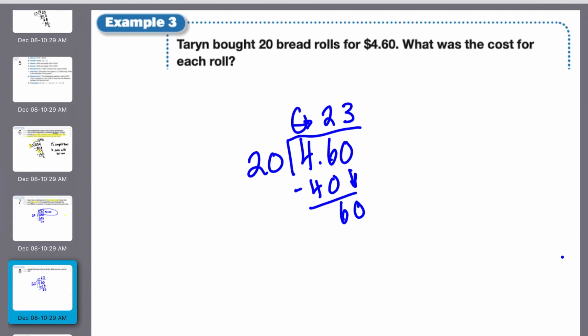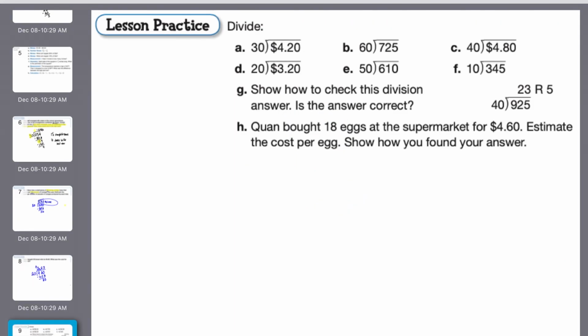So I have $0.23. So 23 cents per roll would be my answer. This is what your lesson practice looks like. Dividing by multiples of 10.